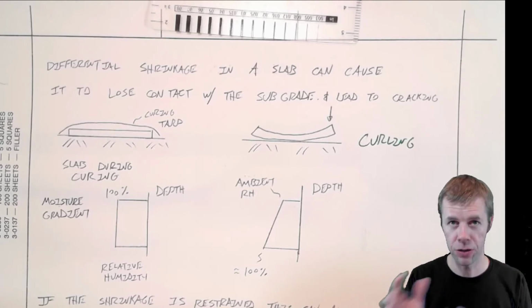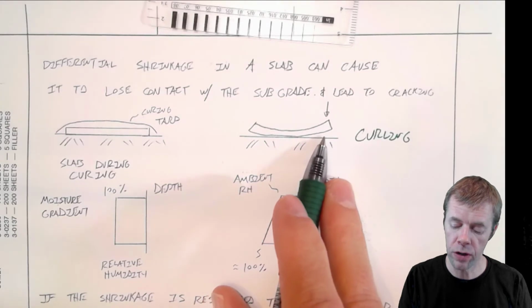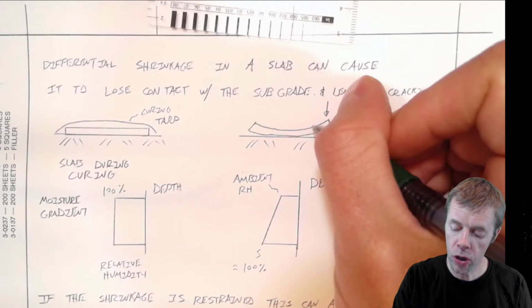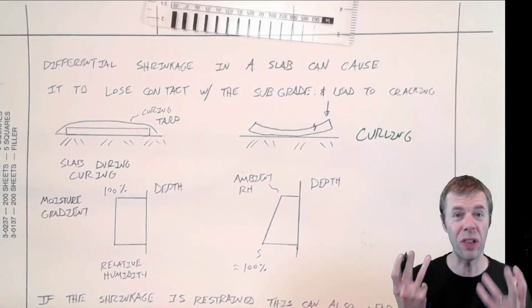It's a volume change. And if you have an edge loading on the surface of your slab or your pavement, you can cause cracking and you can cause it to fall down. And that's not good. People don't like that.